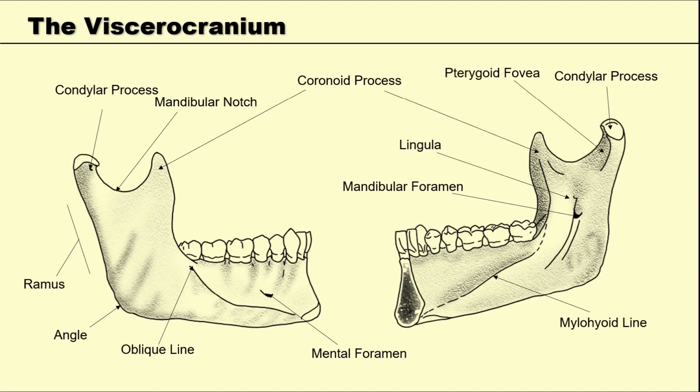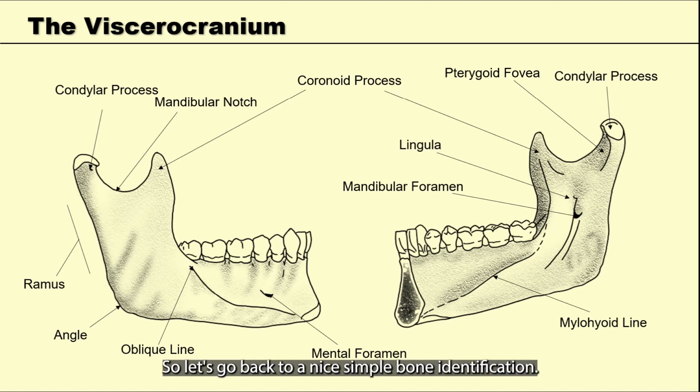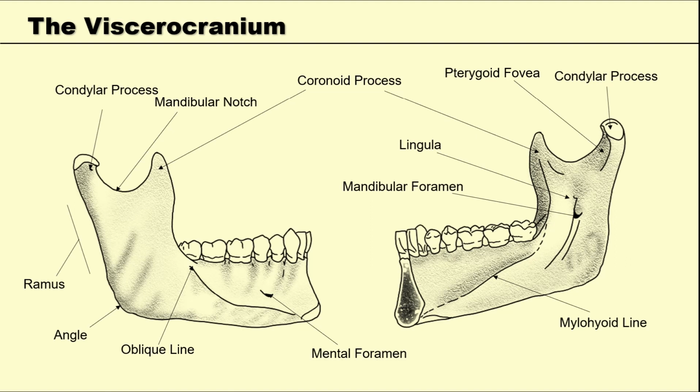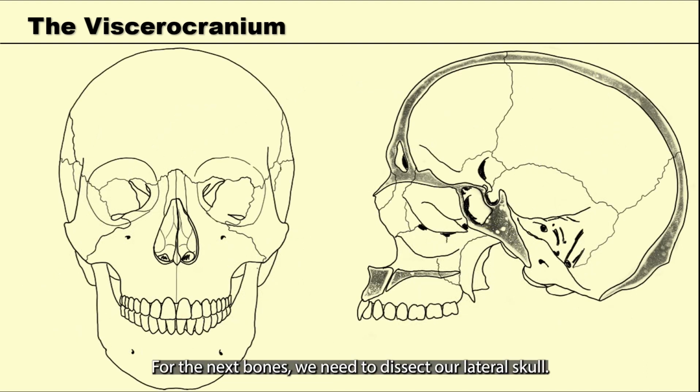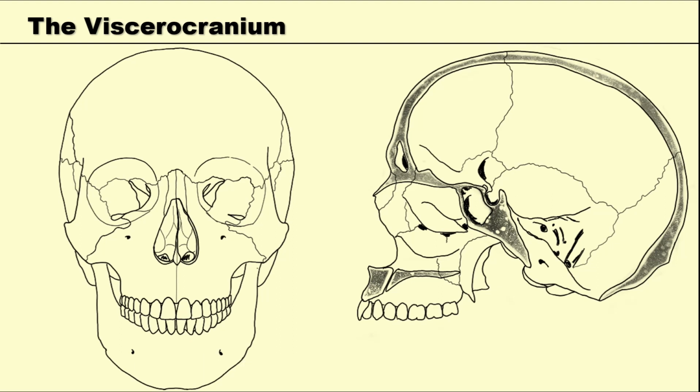So that was quite a lot to take in. So let's go back to a nice simple bone identification. For the next bones, we need to dissect our lateral skull. We have performed a sagittal cut, meaning we have cut down the centre of the face between the eyes, down the middle of the nose and through the middle of the chin.